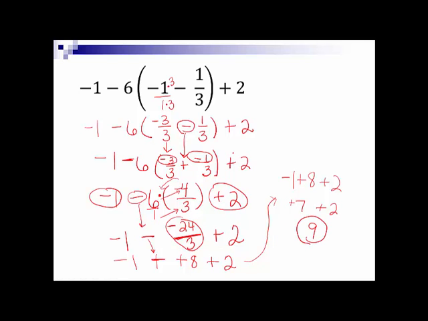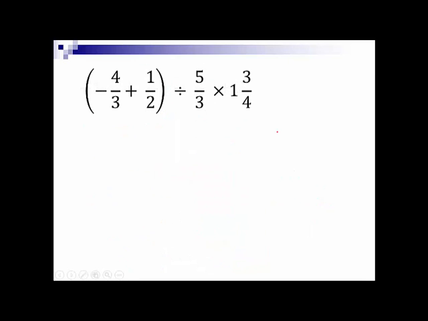I think we have one more problem to work out tonight. All right, last problem. I need to start by working within parentheses. So within parentheses, if I want to take -4/3 and add 1/2, I need to have a common denominator. Because when we add or subtract, we must have a common denominator with fractions.